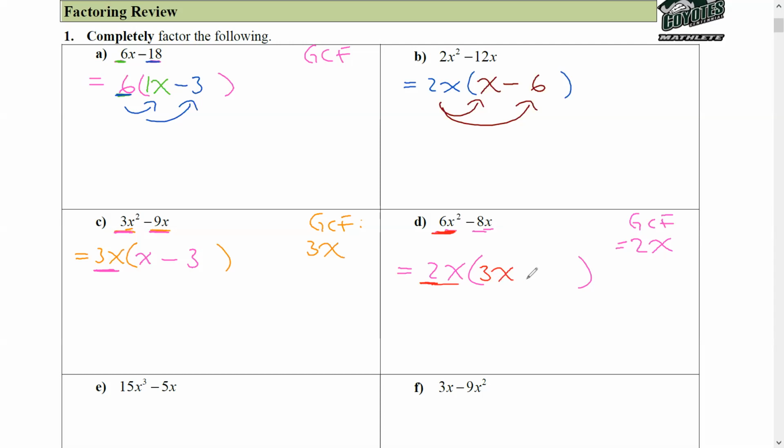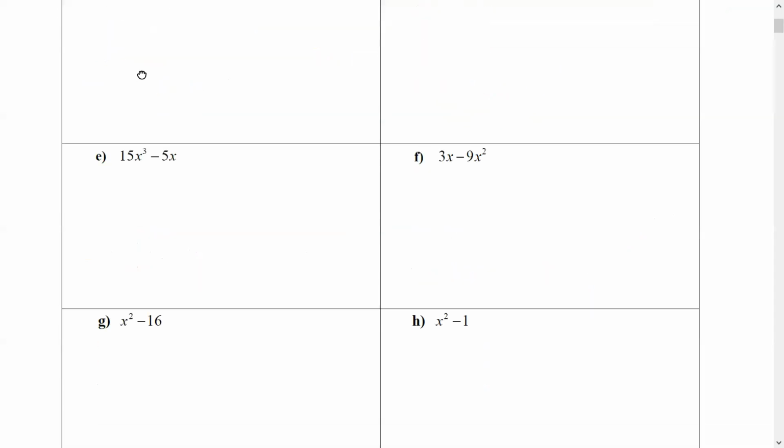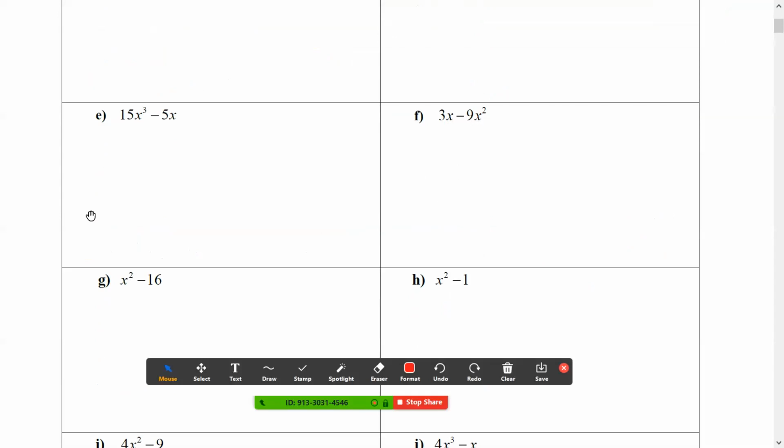Sorry, pen stopped working there for a second. Minus 8 divided by 2 is 4. Looks good. Okay, so these are all just greatest common factors.